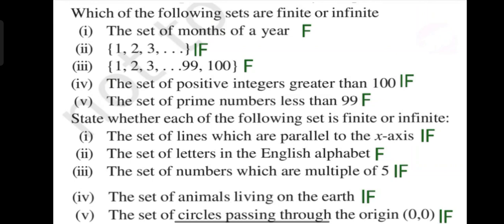And for the next one, the set of all circles passing through the origin (0, 0), definitely it is an infinite set. It is similar to the case of the x-axis. Okay, since the origin is represented as (0, 0), it represents a plane, and through one point we can draw as many circles as we wish to draw.